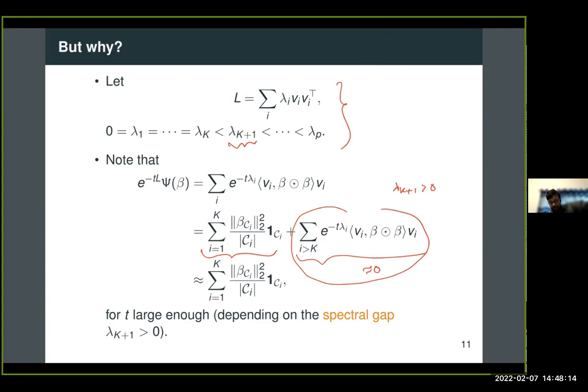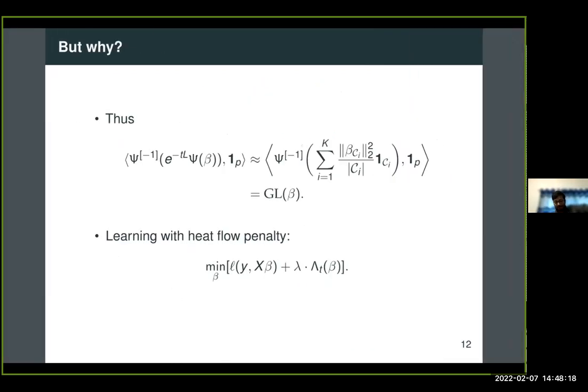Okay. So for t large enough, therefore, if I apply my psi inverse and sum it up, it basically matches the group lasso penalty. So for t large enough, as t goes to infinity, this penalty will converge to the group lasso penalty in this case.